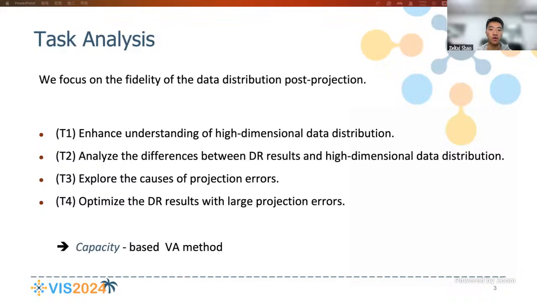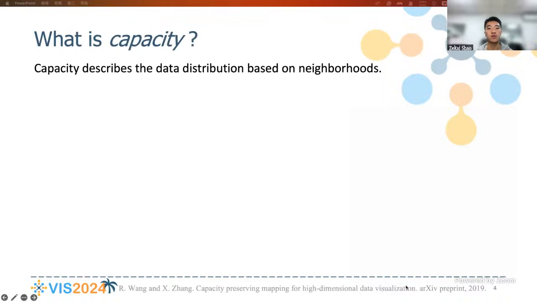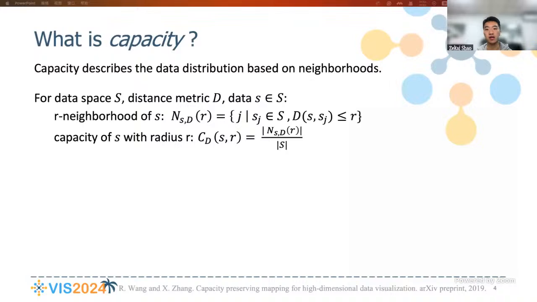So we will use a capacity-based, which is a metric-based, method in our visual analytics methodology to solve these tasks. Let's talk about the core definition of our paper, that is capacity. The concept of capacity has long been utilized in proposing new dimensionality reduction algorithms.